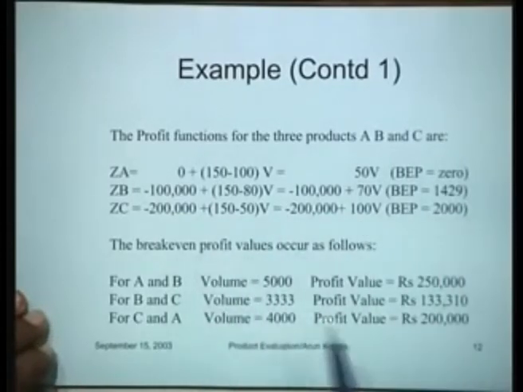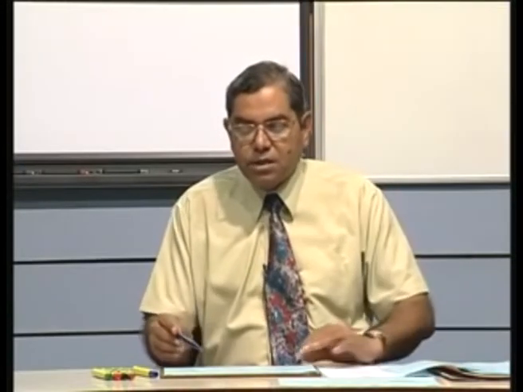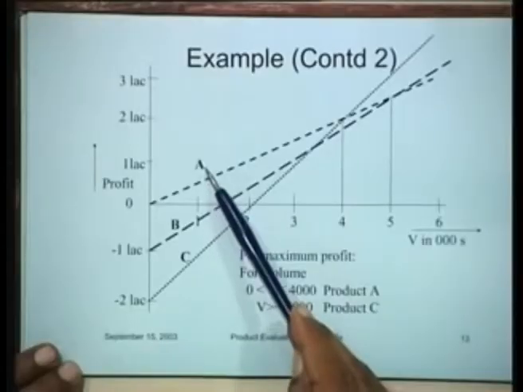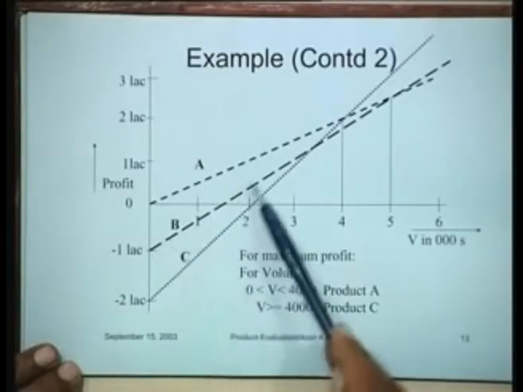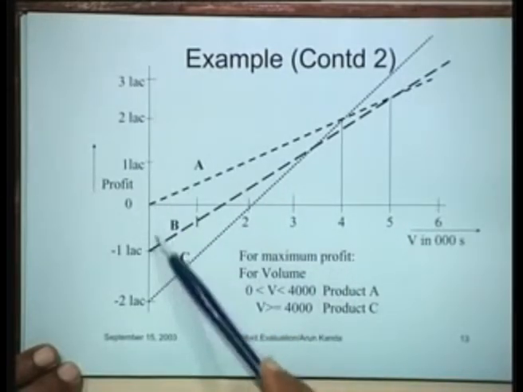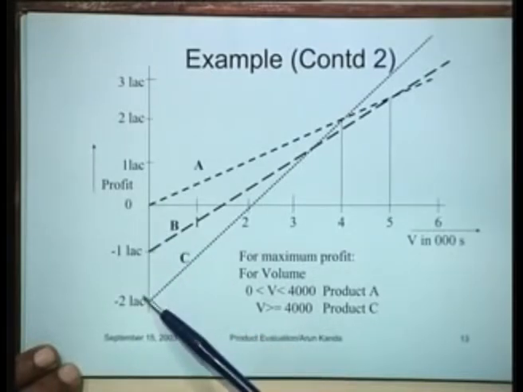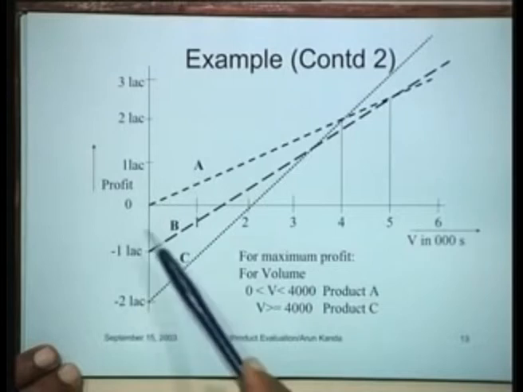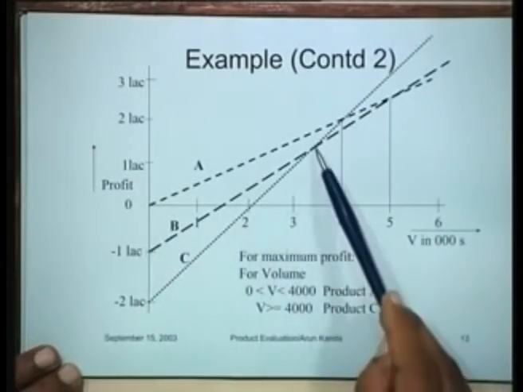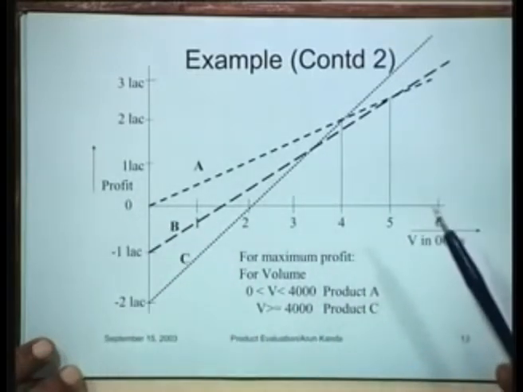Now, armed with this information, it's very easy for us to draw the profit volume charts to scale. And the profit volume charts for the 3 products are shown here. This is for A, this is for B, and this is for C. Product A had no fixed cost. Product B had a fixed cost of 1 lakh of rupees. Product C had a fixed cost of 2 lakhs of rupees. And correspondingly, all these break-even points have been computed, and these are now drawn to scale in this particular graph.